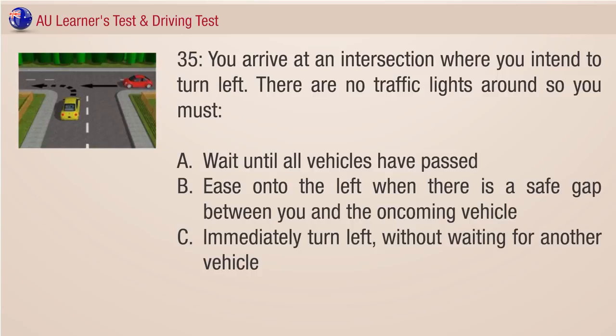Question 35. You arrive at an intersection where you intend to turn left. There are no traffic lights around, so you must: A. Wait until all vehicles have passed. B. Ease onto the left when there is a safe gap between you and the oncoming vehicle. C. Immediately turn left without waiting for another vehicle.